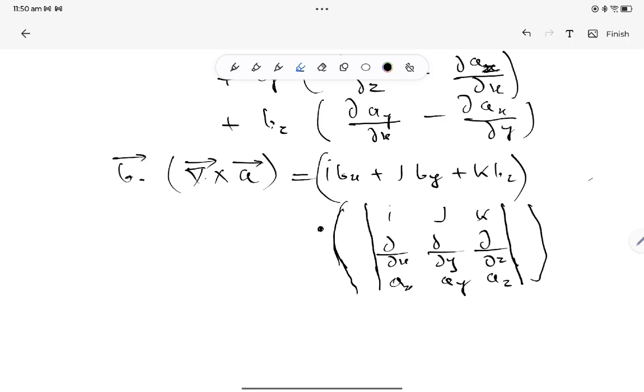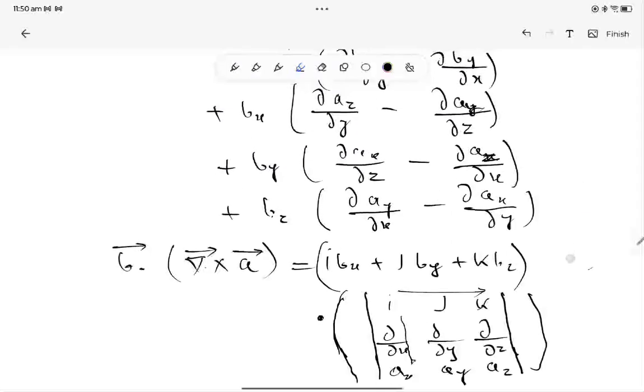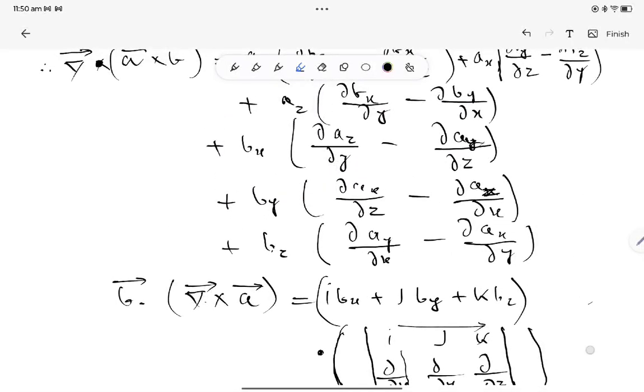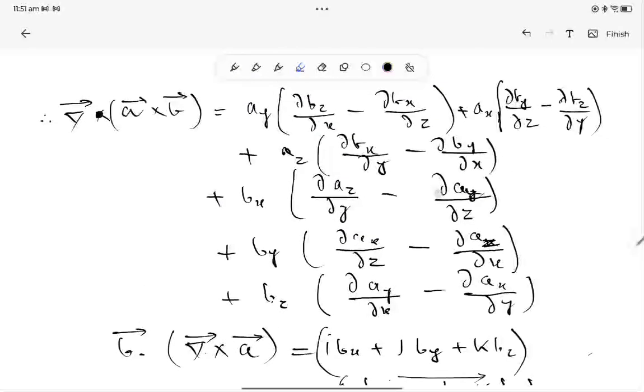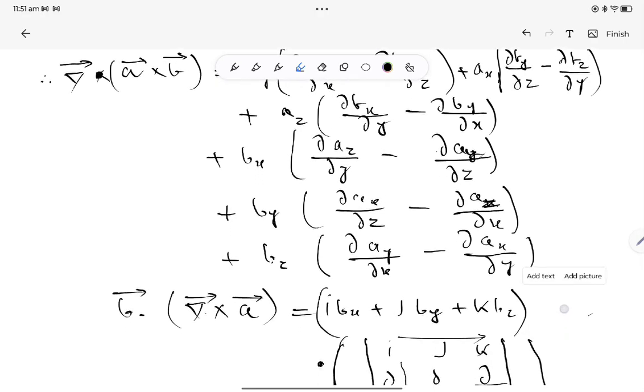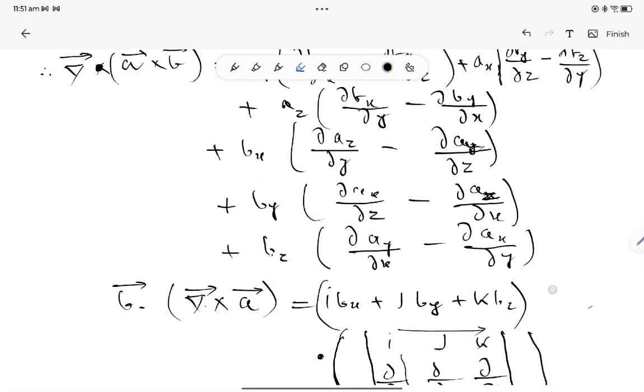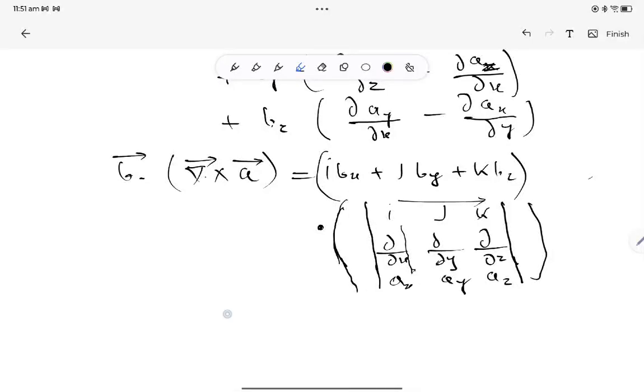And what is the x component here? Just look at this row and look at this column. The x component is del Az by del y minus del Ay by del z. So you can see Bx multiplied into this, that is this much part, this into that.